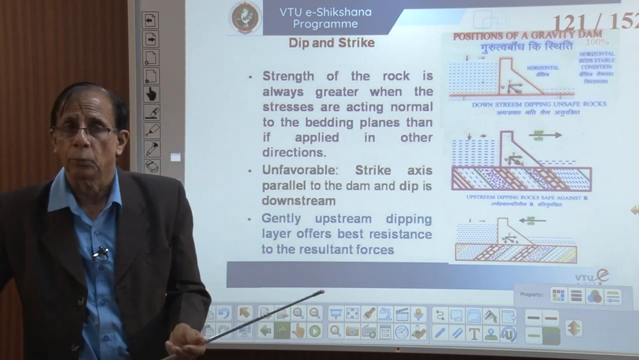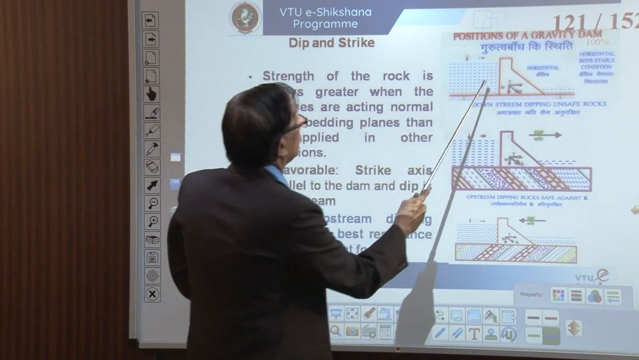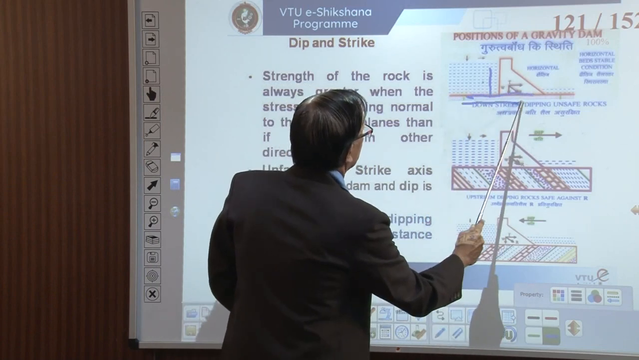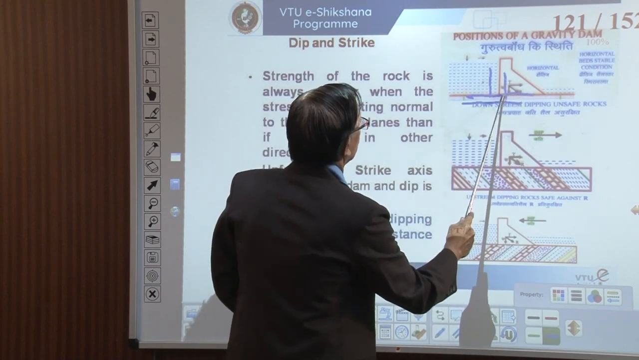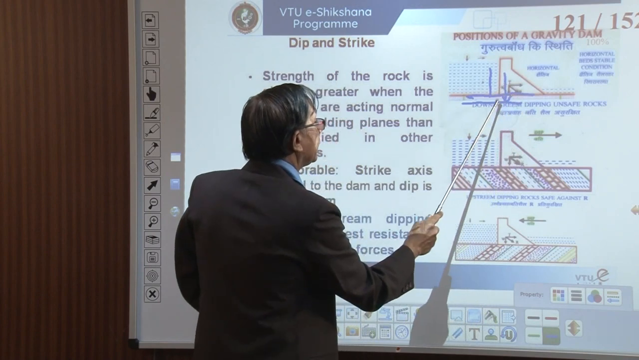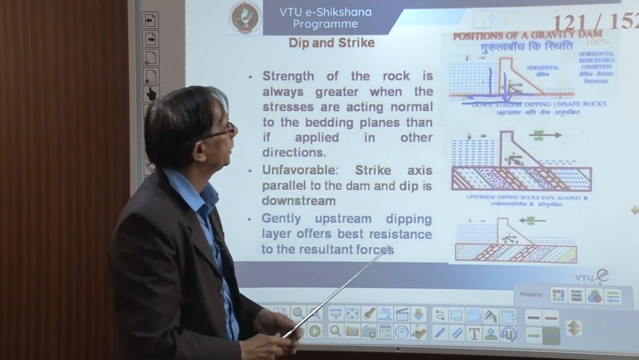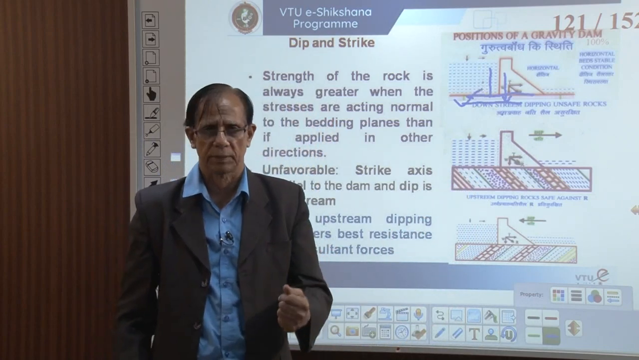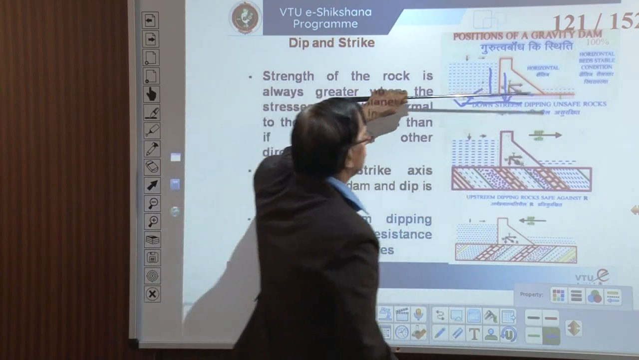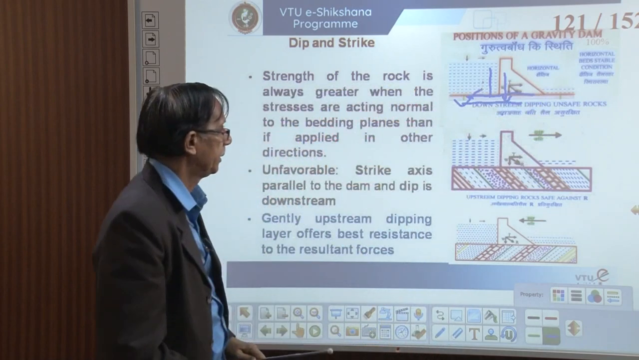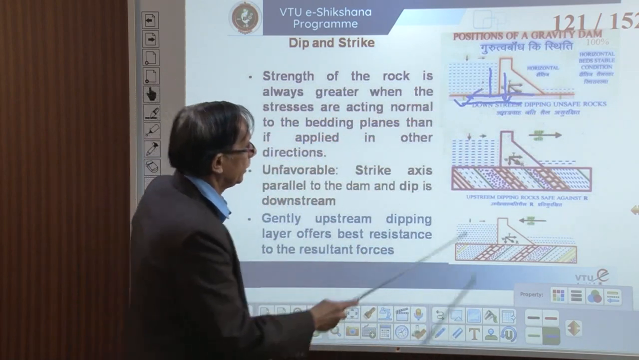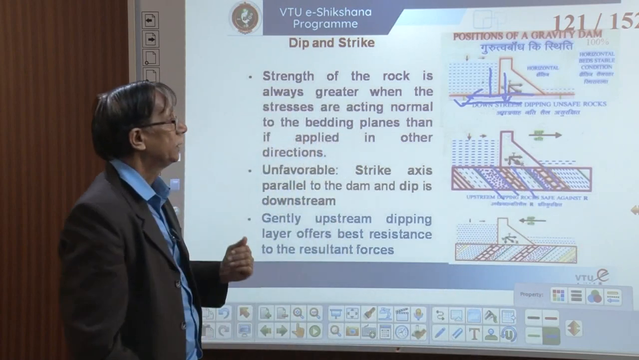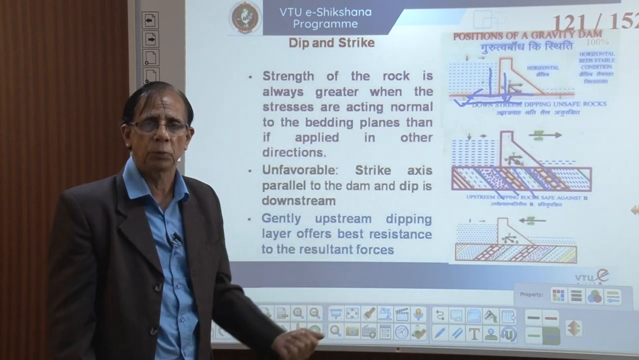This is one thing. Second, when a load is acting perpendicular to the structure, this is a layer of rock, this is the load. Then the rock has high load bearing capacity. It means the orientation of the rock layers is important. On the other hand, if layers of rocks are like this, then we have severe problems.